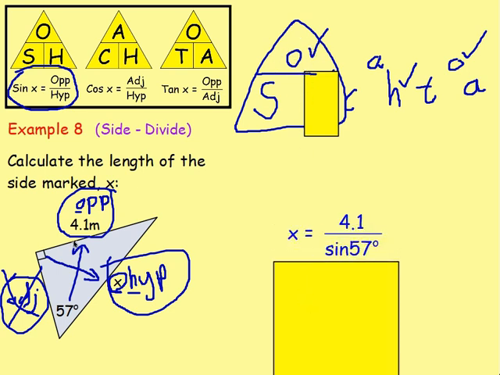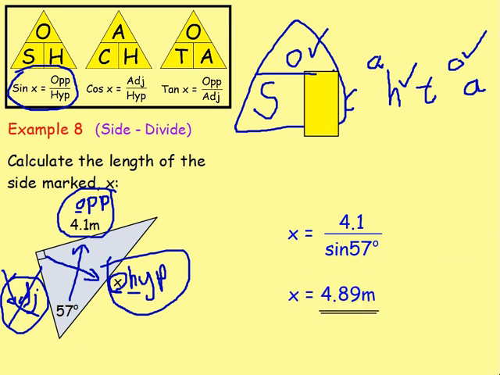What length is the opposite? Good, it's 4.1, and we divide that by S. What does S stand for? Sine. Good, it's sine of the angle. So we do the opposite, the 4.1 divided by sine of this 57 degree angle. 4.1 divided by sine 57. Put that into the calculator, and you end up with 4.89 meters. That's our answer.